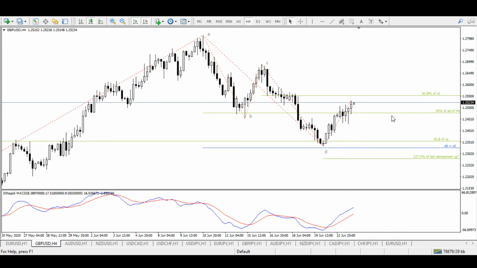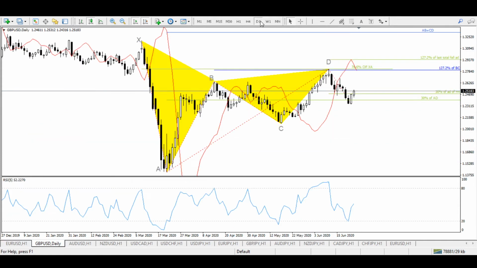And a similar kind of setup we have on the daily time frame. Let's go to the daily time frame. You remember this Gartley, and the story of the Gartley is almost over, because the minimum target of the Gartley, which is 30% of the move from A to D, has already been completed. If any reversal pattern doesn't cause a full reversal, it can cause at least a 30% retracement against its total move. So the total move was A to D, and this 30% of AD has already been completed.